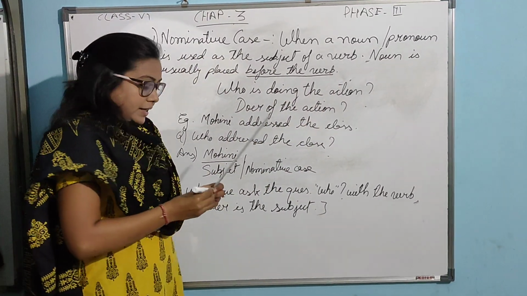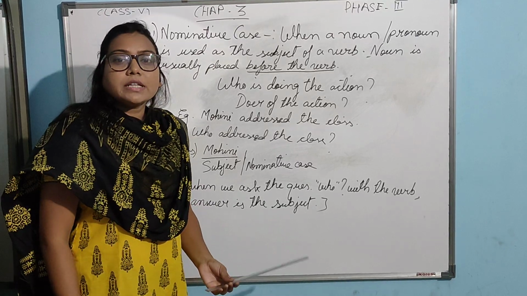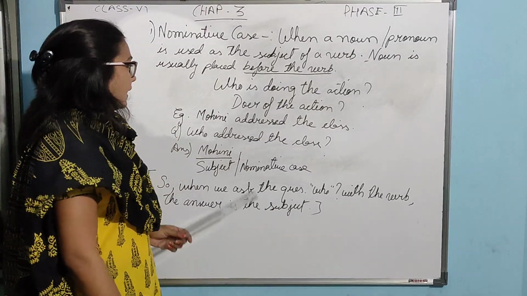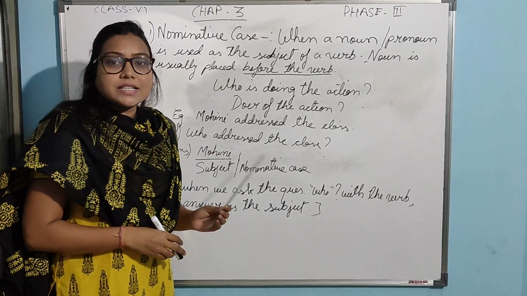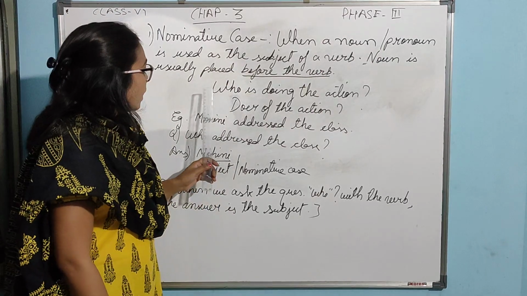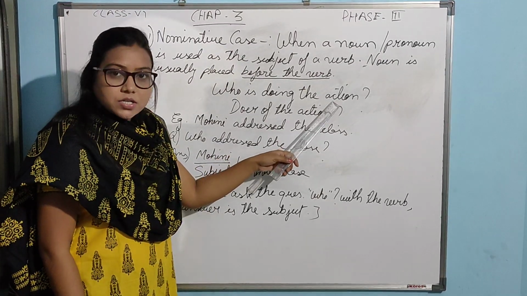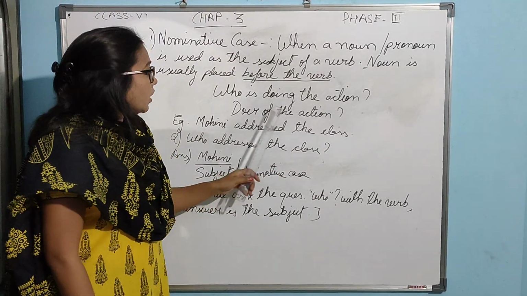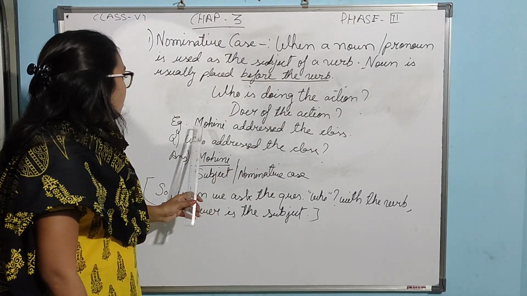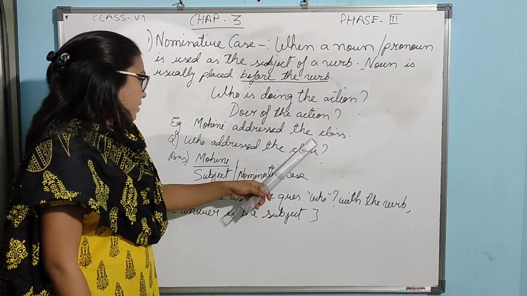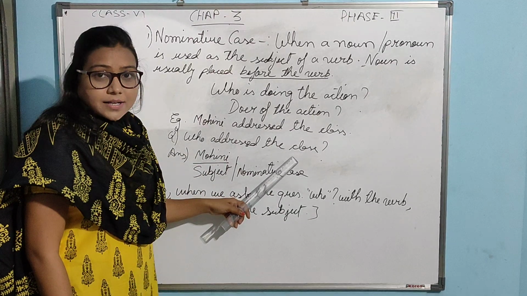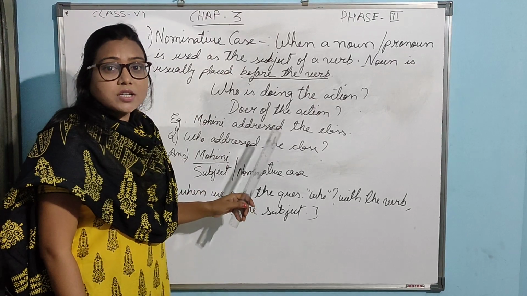Now, you might ask the question, how will we come to know about the subject of the verb? So for that, suppose an action is taking place. Now we'll have to ask the question like, who is doing the action or the doer of the action? Take an example, Mohini addressed the class. So ask the question, who addressed the class? And the answer will be your subject.